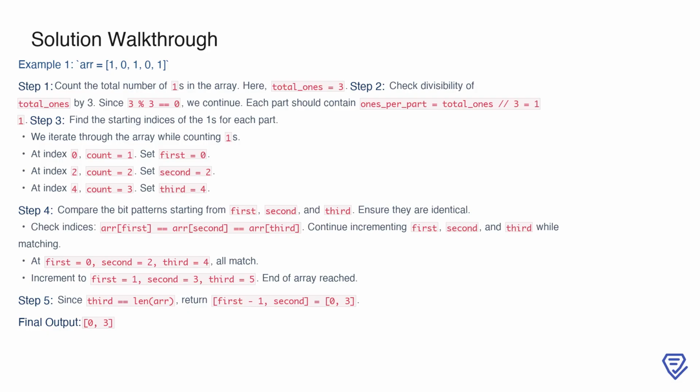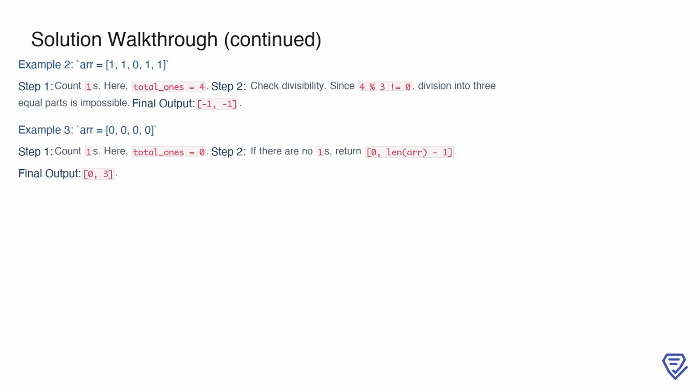With these starting indices, we now compare the bit patterns from these positions to ensure all 3 parts are identical. By comparing arr[first], arr[second], and arr[third], and incrementing these pointers, we confirm that the patterns match. For example, at first equals 0, second equals 2, and third equals 4, all values are the same. We continue incrementing until we reach the end of the array. Since the process is completed successfully and third reaches the array's end, we can determine the result as [first + 1, second], which equals [0, 3] for this example.